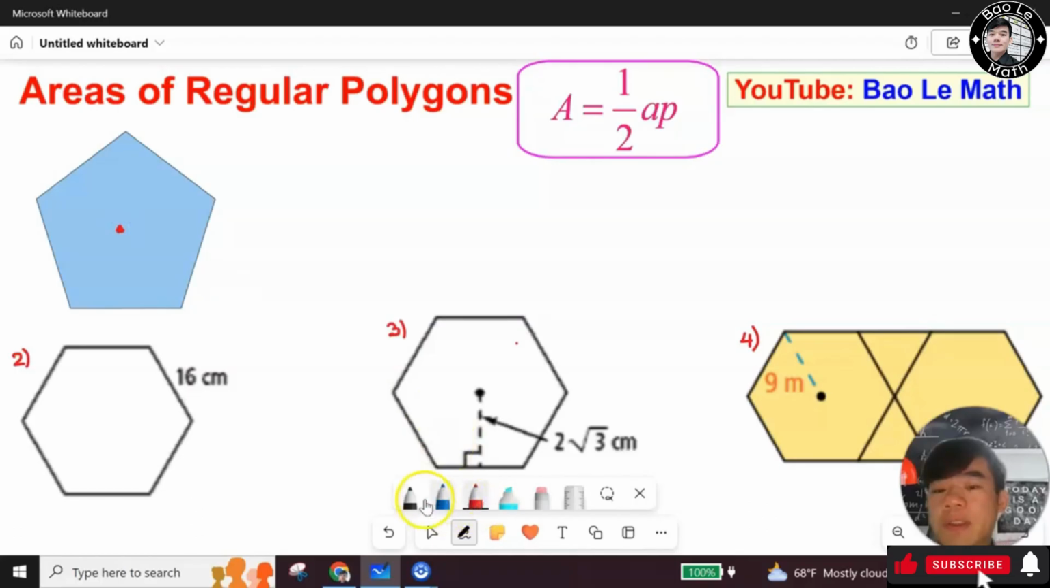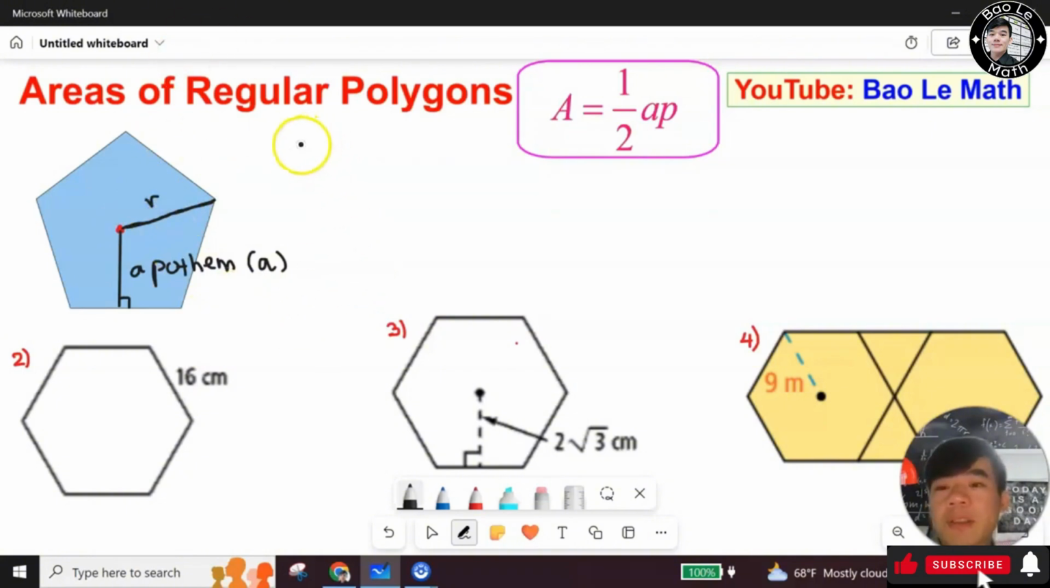Now the distance from the center to the side of the polygon, right? This is called the apothem. I call this a. The distance from the center of the regular polygon to the vertex, right here, is called the radius of the regular polygon.